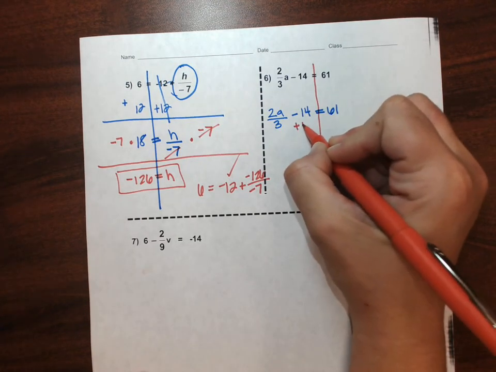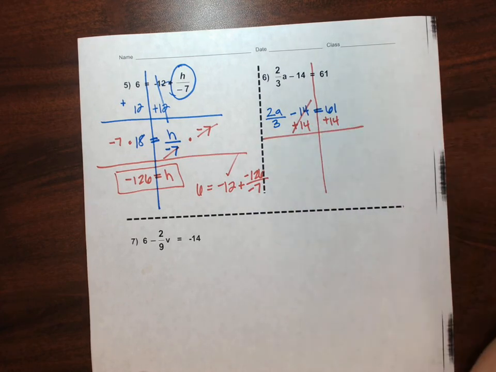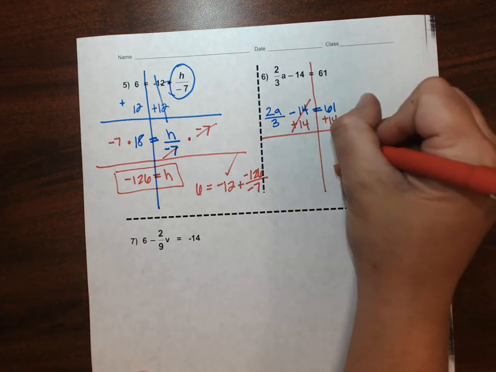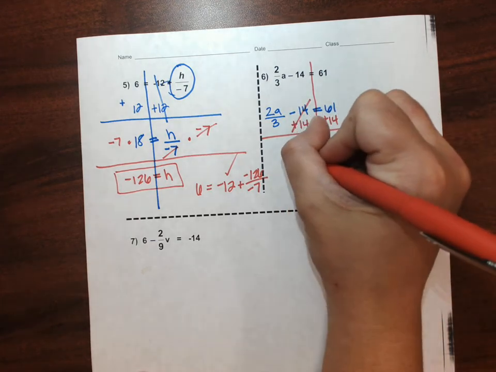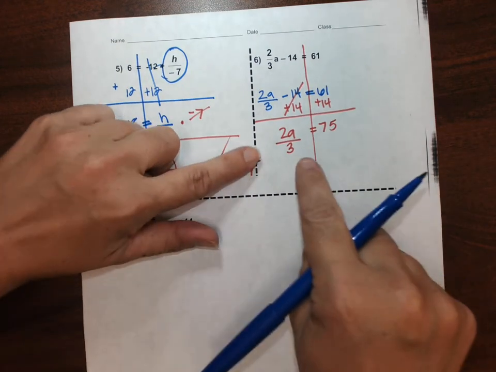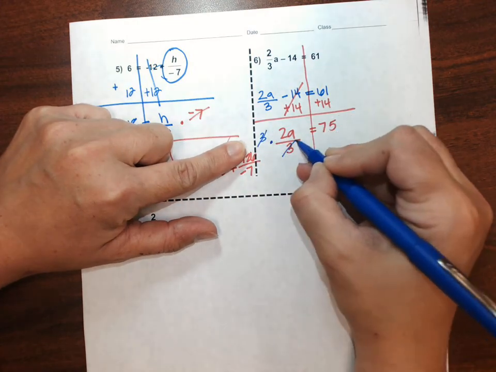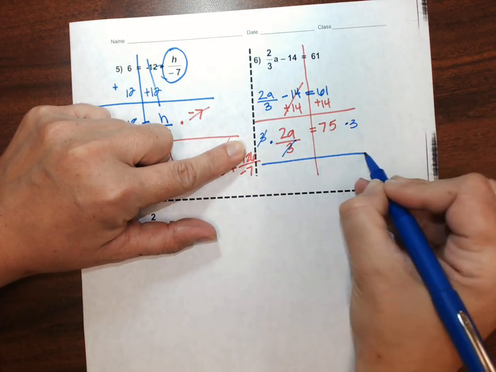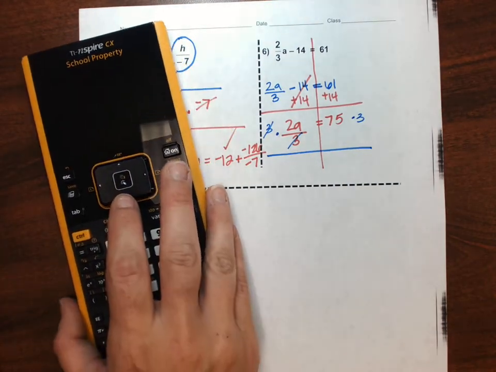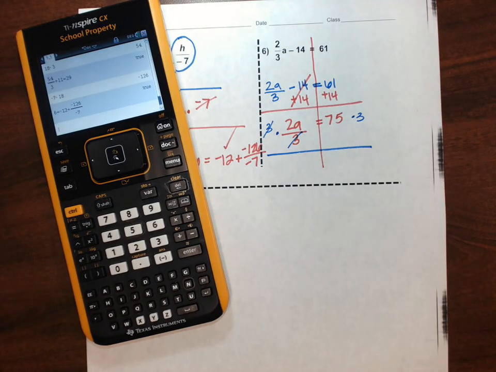We're going to add 14, and we'll do it to both sides. So we're starting with the addition and subtraction, adding to both sides. All right, 75 equals 2a over 3. So how do we get rid of that dividing by 3? We're going to multiply by 3. So technically, this is a multi-step. So you're kind of getting a preview of tomorrow. See how we're going to have 3 steps all in all?